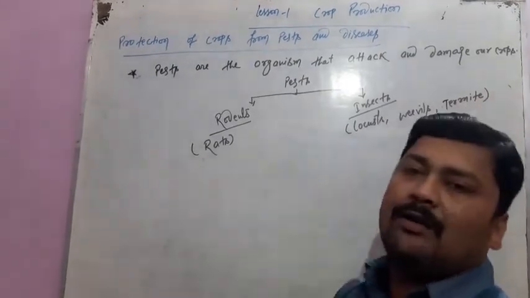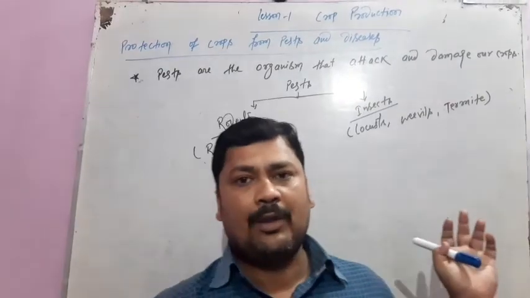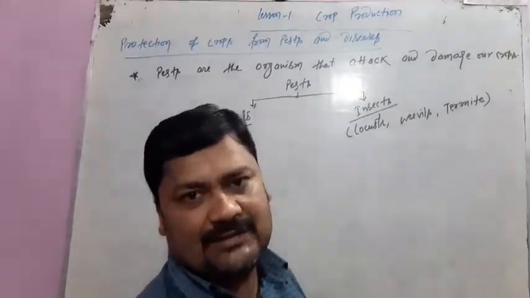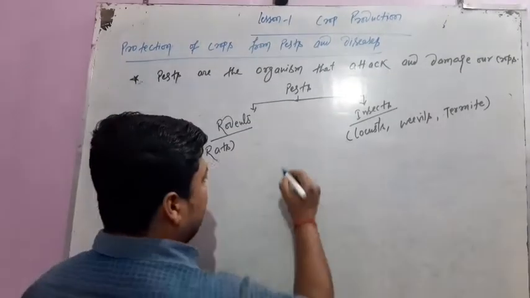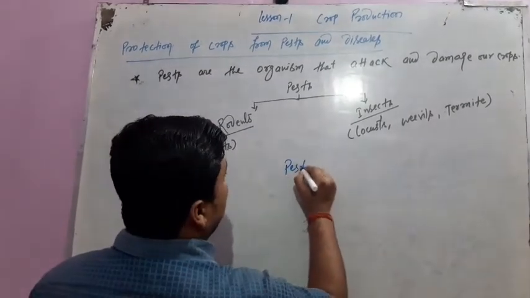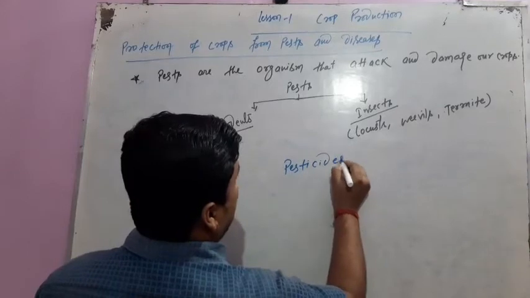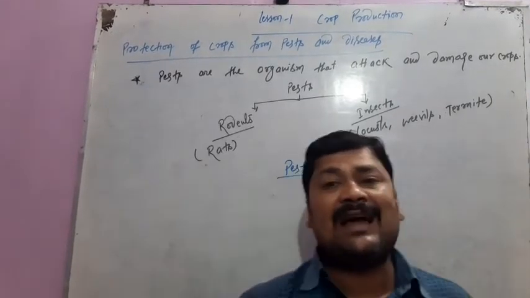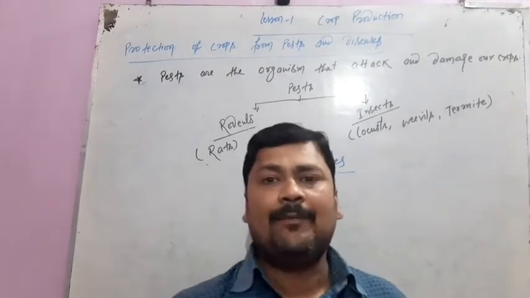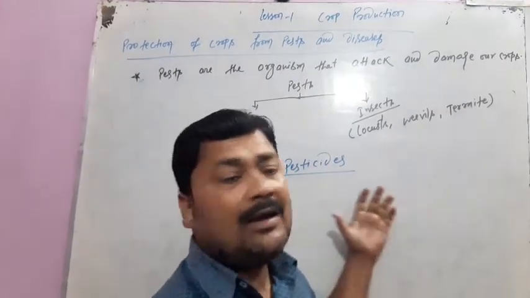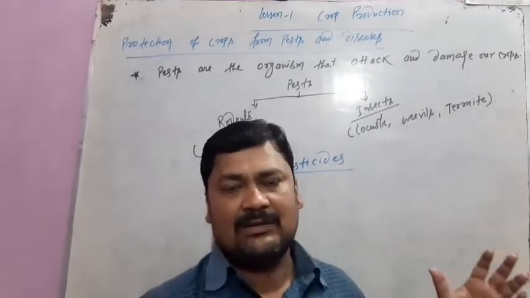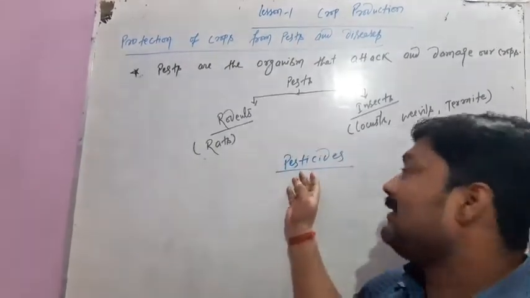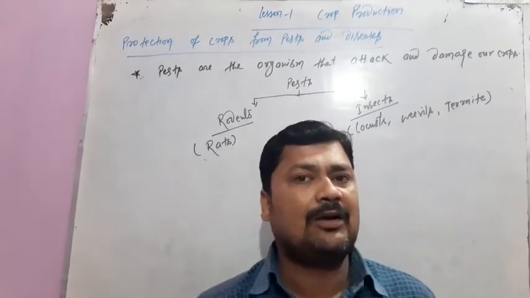But how will we kill or control them? To control these pests, we use pesticides. What is a pesticide? These are chemicals that kill pests without damaging our crops. They kill the pest only. They do not damage our crops.